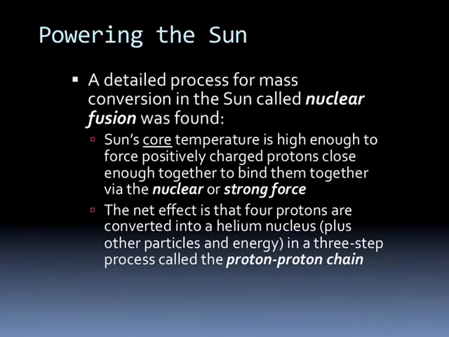A detailed process for mass conversion in the sun, called nuclear fission, was found. The sun's core temperature is high enough to force positively charged protons close enough together that they touch, and then they will stick together due to the nuclear, or the strong force. The net effect is that 4 protons are converted into a helium nucleus, plus other particles and energy, in a 3-step process called the proton-proton chain.